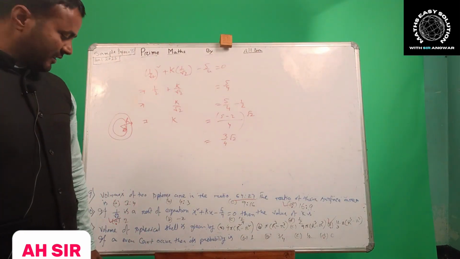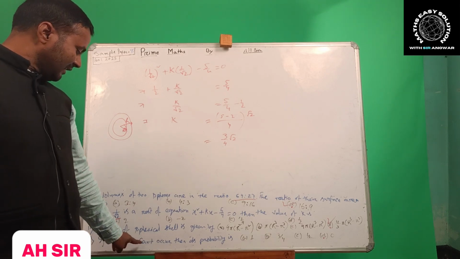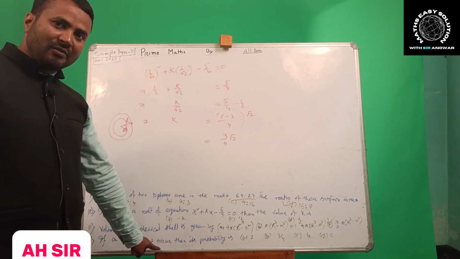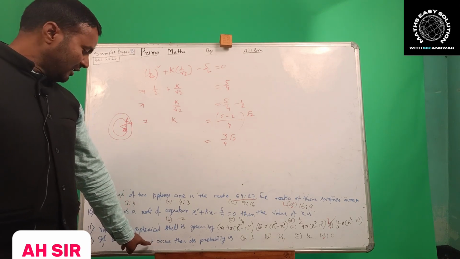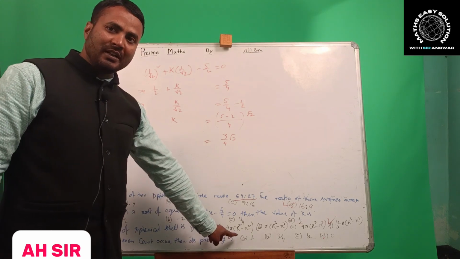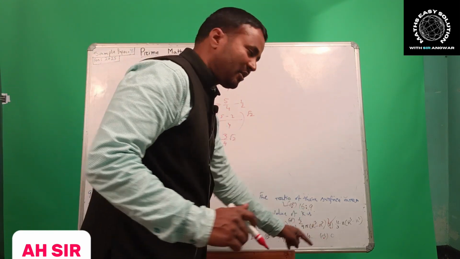Next question. You see, if an event cannot occur. When it cannot occur, it means we will not get it. So what will be the probability? 0 is the probability because it cannot occur.